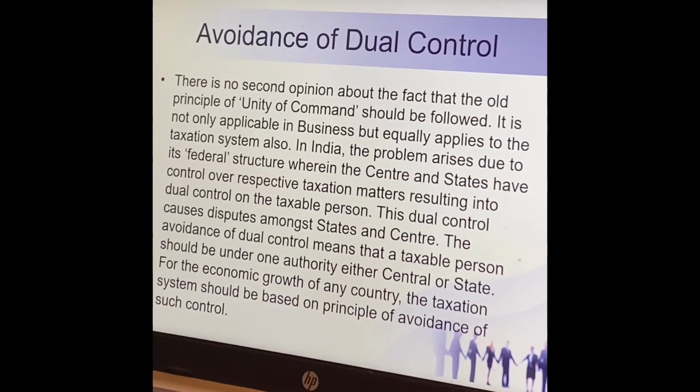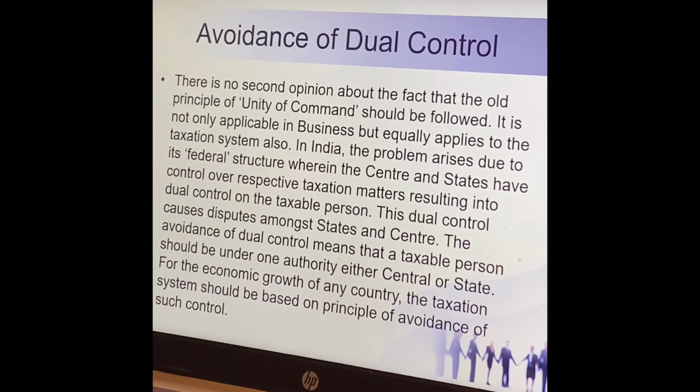So the main topic, avoidance of dual control. In class 12th we have studied this principle in business studies, unity of command. That is, a person is responsible and accountable to only a single superior. But in this case, if we understand dual control, we see that the people paying the taxes have liability towards two governments, which is central government and the state government, that is SGST and CGST.